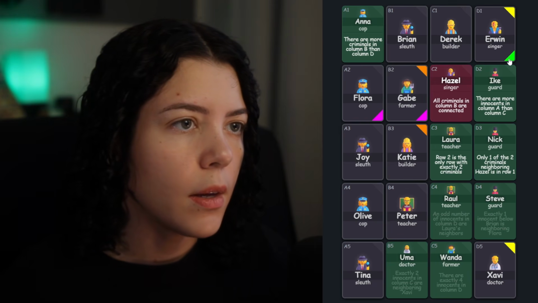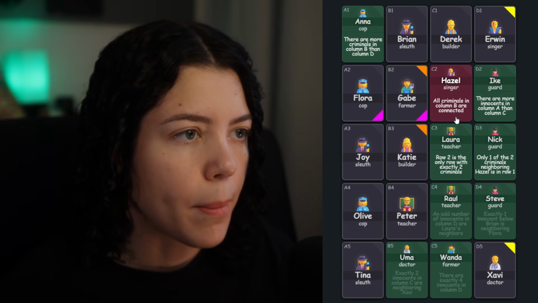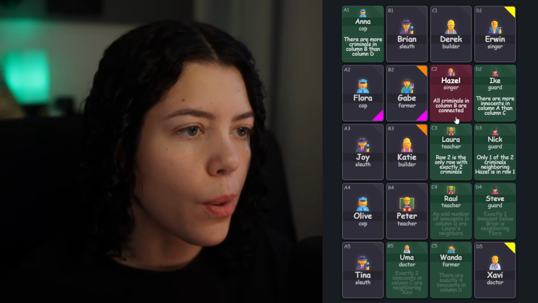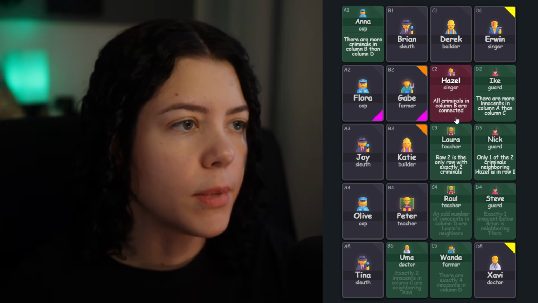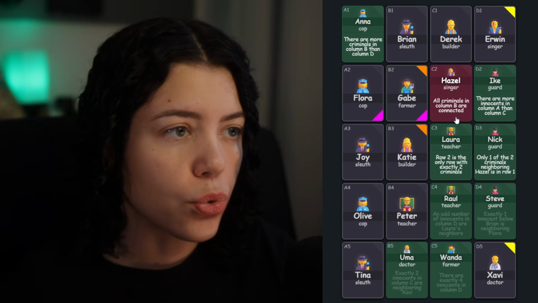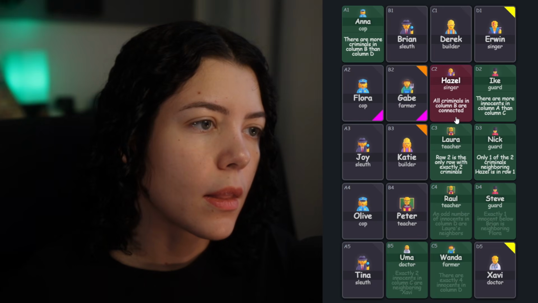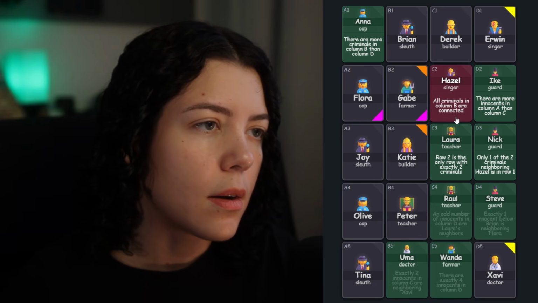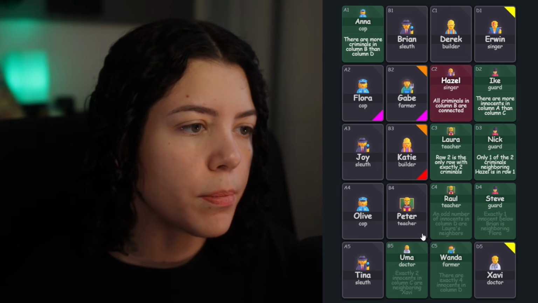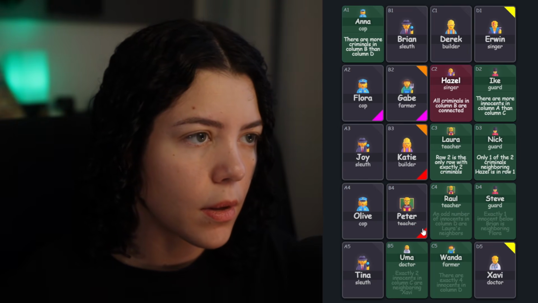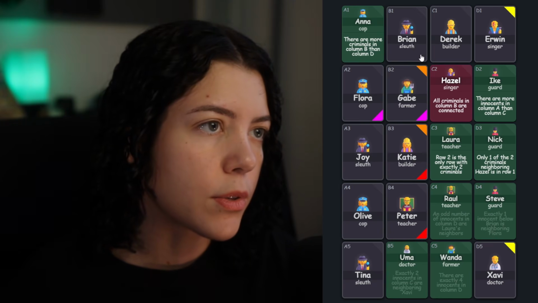Now Hazel says that all criminals in column B are connected criminals. So knowing that there are more criminals in column B than column D, and that there has to be at least 2 criminals in column B, if Katie is a criminal, Peter would have to be a criminal. If Gabe is a criminal, it doesn't matter. Oh, if Gabe is a criminal, Brian has to be a criminal.